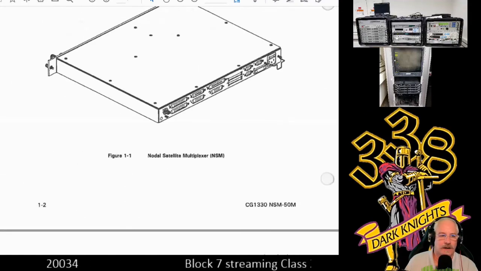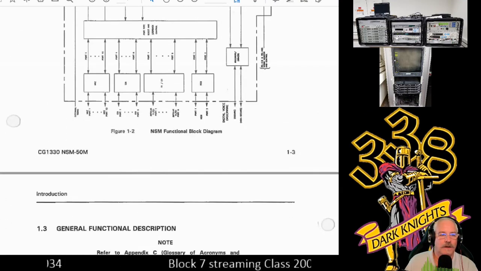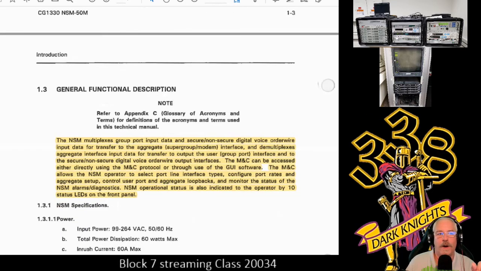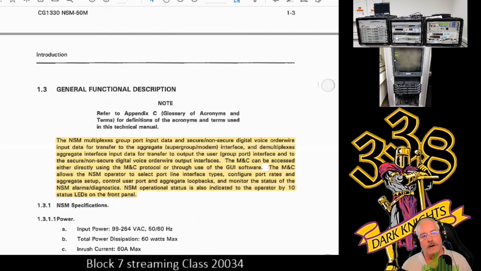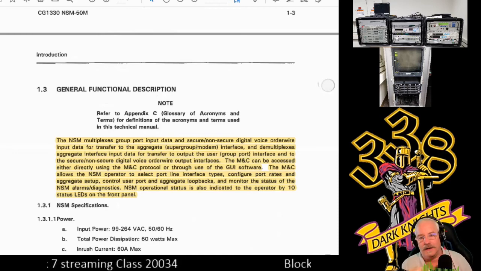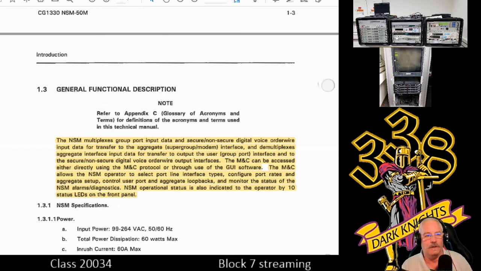The next part we need to look at is in 1.3. This is the general function of it, this whole paragraph. Even though we just went through part of it on the slideshow, it goes to show you how much more information is in there. The big thing you can take out of this is that whatever it does in the multiplex mode, it will do in the demultiplex mode.